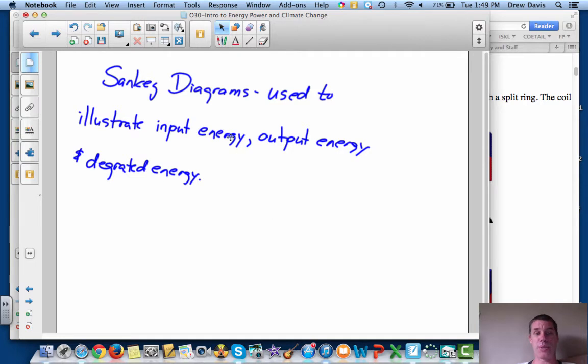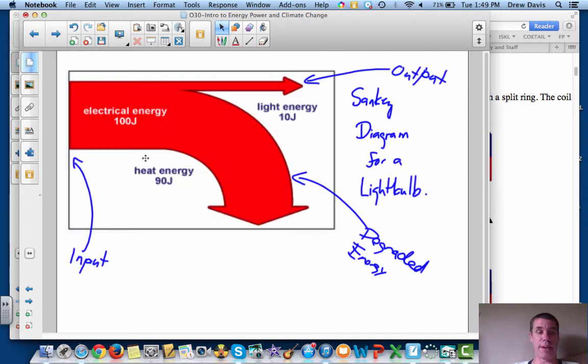So now we introduce what are called Sankey diagrams, and Sankey diagrams help illustrate degraded energy, input energy, and output energy, and they look like this. Here's a very, very simple Sankey diagram. You have 100 joules of electrical energy going in, and in this case, this is for a normal light bulb. 90 of the 100 joules, 90% of the energy for light bulbs, is wasted. It's lost as heat energy, and only 10% of the energy that goes into a light bulb actually produces light.